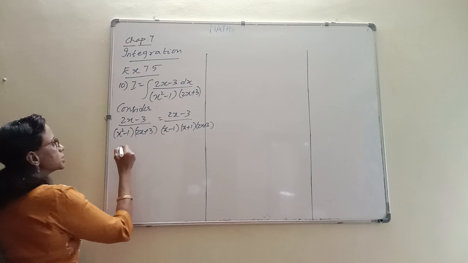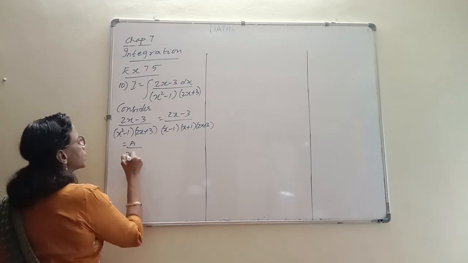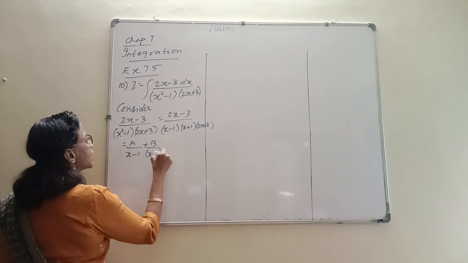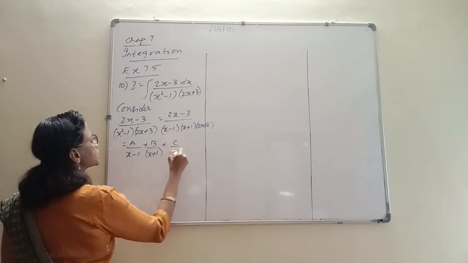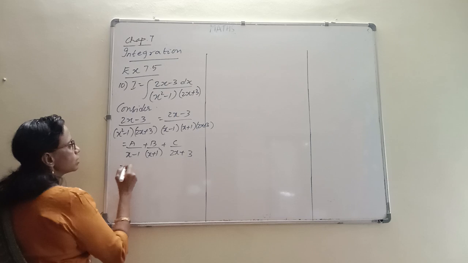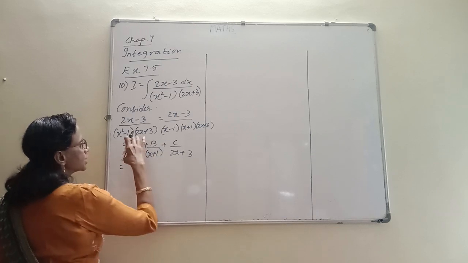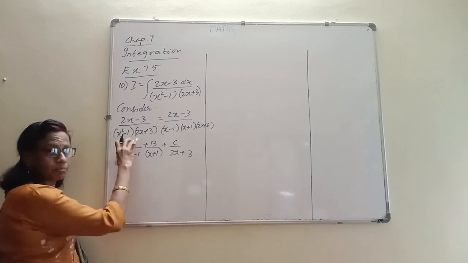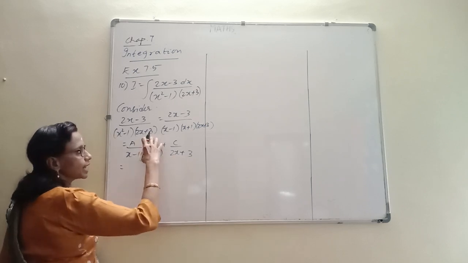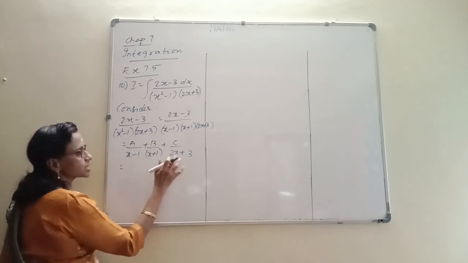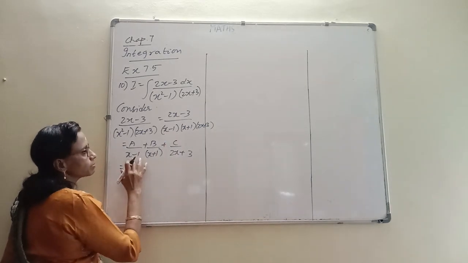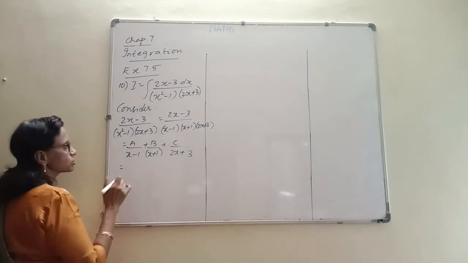So this is going to be equal to A over x minus 1, B over x plus 1 and C over 2x plus 3. It's very clear to us that this is the LCM. So let's try to change our fraction. The first fraction has to be multiplied by x plus 1 times 2x plus 3, the second by x minus 1 times 2x plus 3, and the third by x squared minus 1. That's what is going to happen.